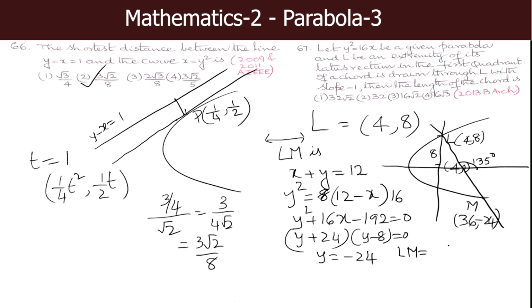So, what is LM? 36 minus 4, 32 square plus 32 square once again, square root of this, which is 32 root 2. So, that is the length of the chord LM, which is the first option.